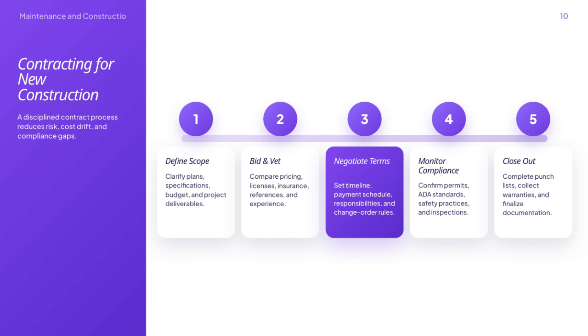As the project progresses, monitoring compliance is essential, making sure all permits are in place, ADA standards are met, safety protocols are followed, and inspections are conducted. Finally, the closeout phase wraps everything up by completing punch lists, collecting warranties, and finalizing all necessary documentation to ensure a smooth handover and project completion. This structured approach keeps the project on track and protects your investment throughout the construction process.